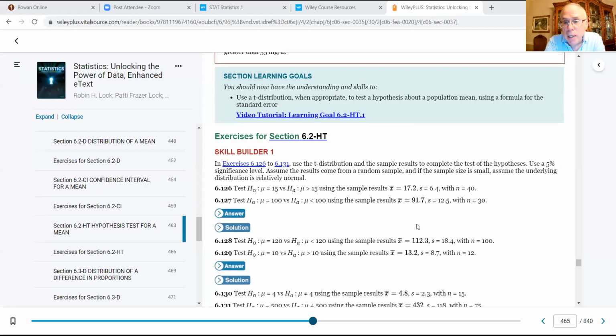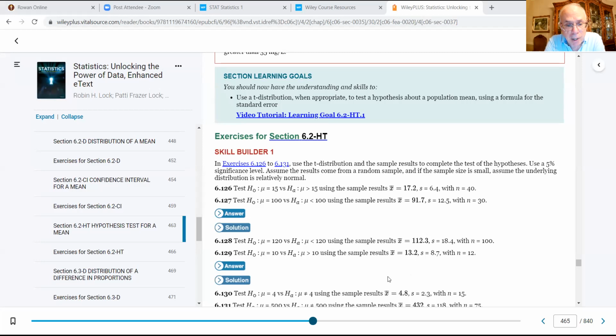All right, and the interpretation would be something like, well, actually, we can't do an interpretation here. There's no context. We have to actually have a word problem to do an interpretation. But we could say something like, at the 5% significance level, there's not enough evidence to support the alternative hypothesis that the mean is less than 100.